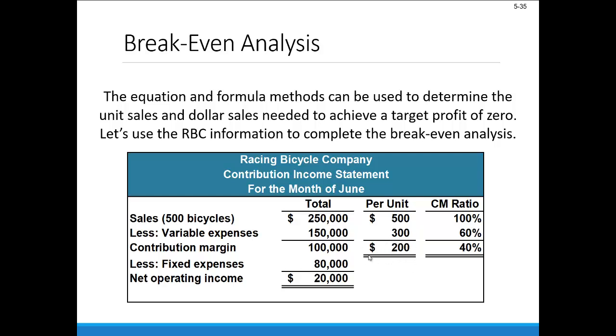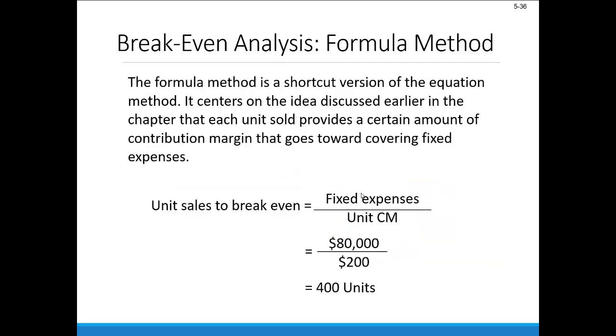So if we want to figure out the point at which net income is exactly zero, all we need to do is take the fixed expenses that we need to cover and divide by the amount that each bike contributes toward that goal. So that's why we have this little short formula method. Total fixed expenses that have to be covered to break even. In RBC's case, that's $80,000. Divided by the amount that every bike they sell contributes toward that, or $200, means they're breaking even at exactly 400 units or bikes sold.